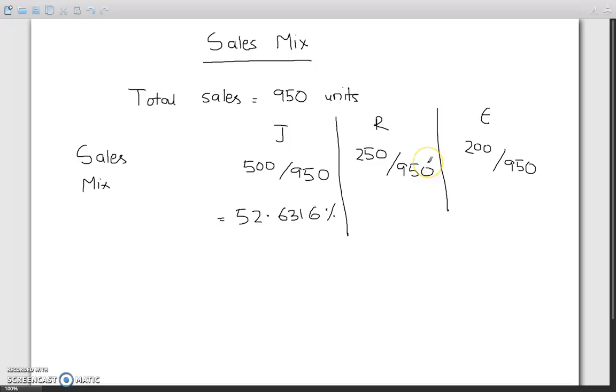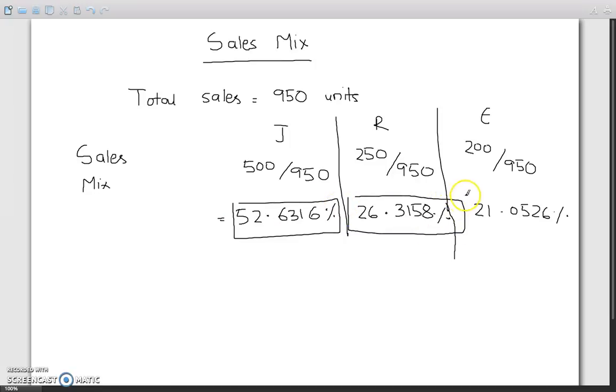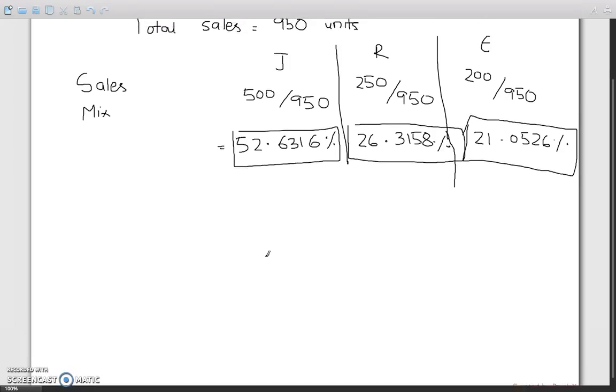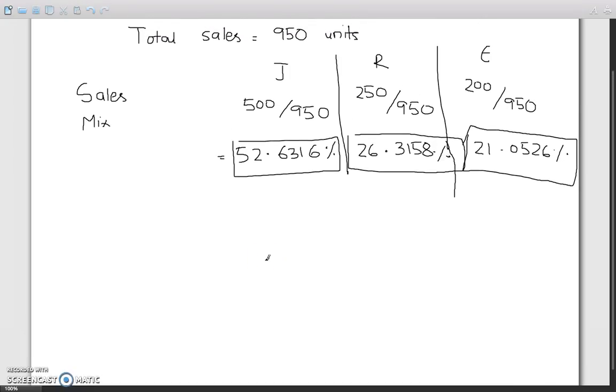It's 26.3158%. And finally, it's 200 divided by 950. So that's 21.0526%. Those are your total percentages for each product, right? And those are essentially your sales mix. That's it. That's all you need to remember for sales mix. It's very straightforward to follow this method. But again, if you understand the textbook method better, then go for that.